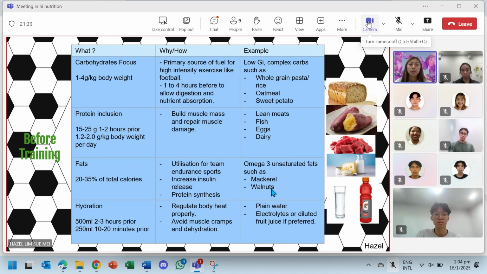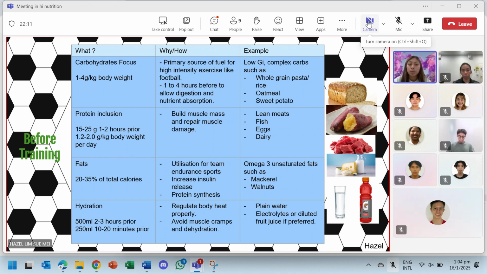Okay, so for before training, the nutritional strategies to meet the recommendation. We have our carbohydrate focus because it's very important as it's the primary source of fuel for high intensity exercises like football, which was already said in the earlier slides. Carbohydrate is recommended to be taken 1 to 4 hours before to allow digestion and nutrient absorption. Examples include low GI complex carb foods such as whole grain pasta, rice, and sweet potato.